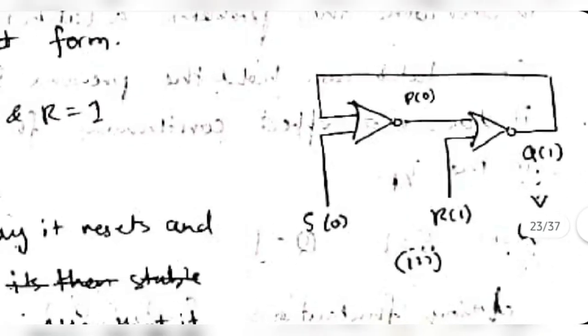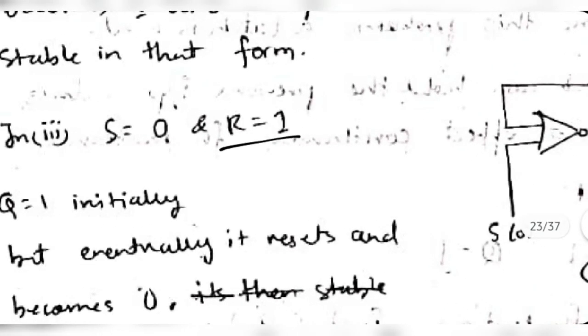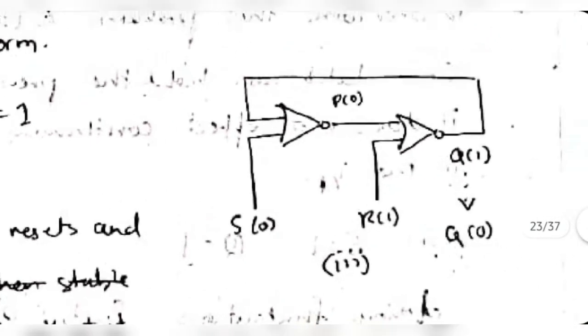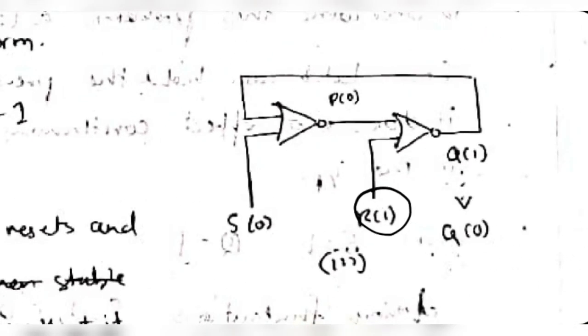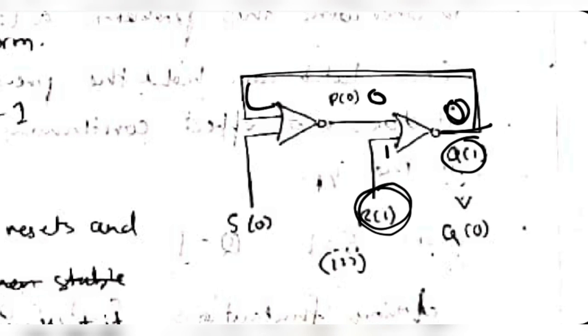And when we reset it, meaning when we make R as 1, that time the change will happen. Similarly, see here, when R is 1, the input is 0 and 1, so the output will become 0. So when Q was 1, because of R, this output will become 0, and it will stay stable in this form.